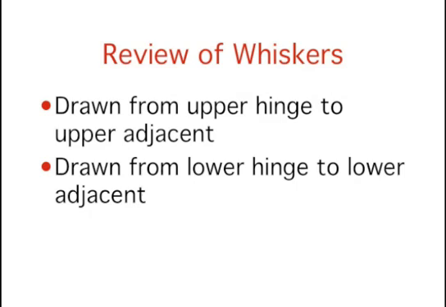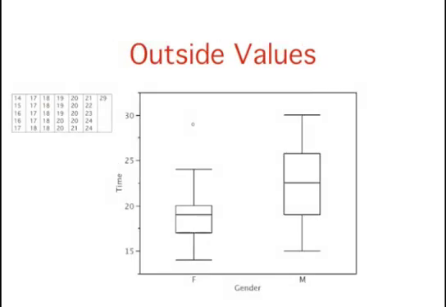To review, one whisker is drawn from the upper hinge to the upper adjacent value. The other whisker is drawn from the lower hinge to the lower adjacent value. An outside value is defined as a value beyond the inner fence, but not beyond the outer fence. For the women, the upper inner fence is 24.5, and the upper outer fence is 29. Notice that there is one value that meets this criterion, 29. This value of 29 is therefore an outside value.